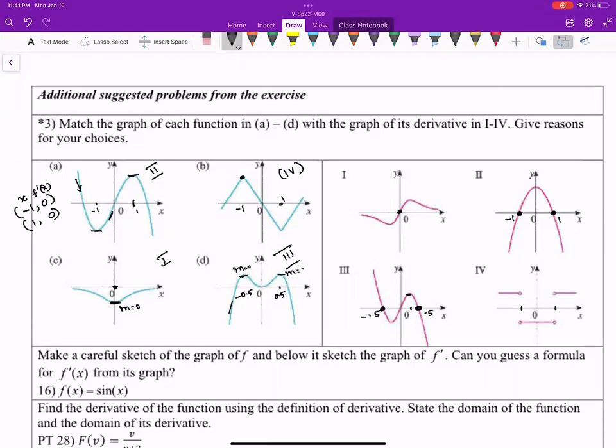So we are connecting any point with its slope. Notice here at negative 0.5, there is a horizontal slope. If you notice here in this graph 3, at negative 0.5 it crosses the x-axis, and at 0.5, again, it crosses the x-axis. And here it is an increasing function, so the slope is positive.